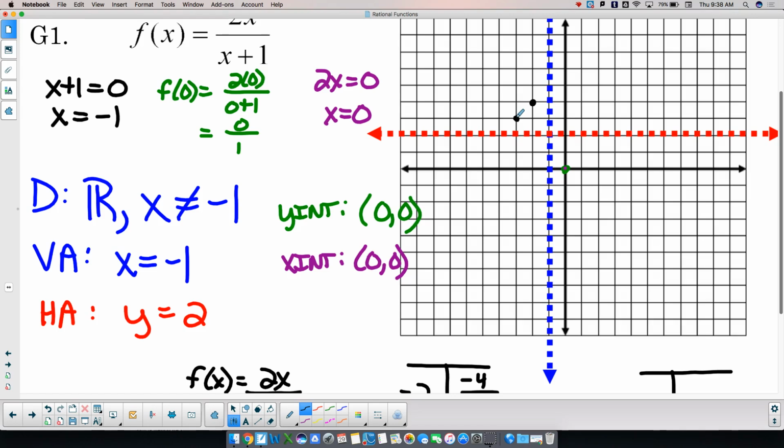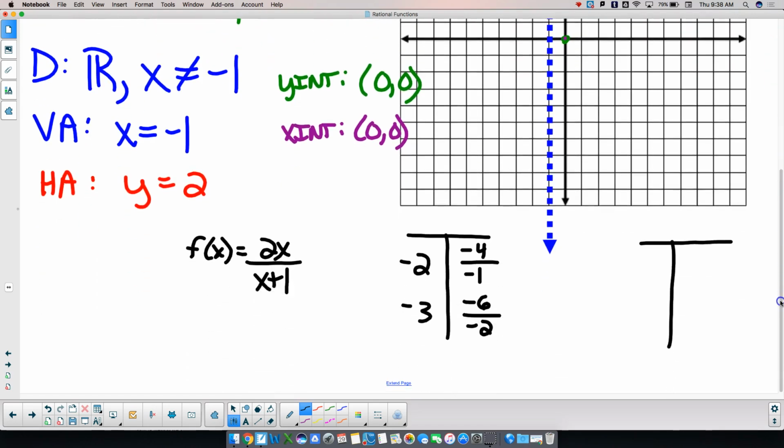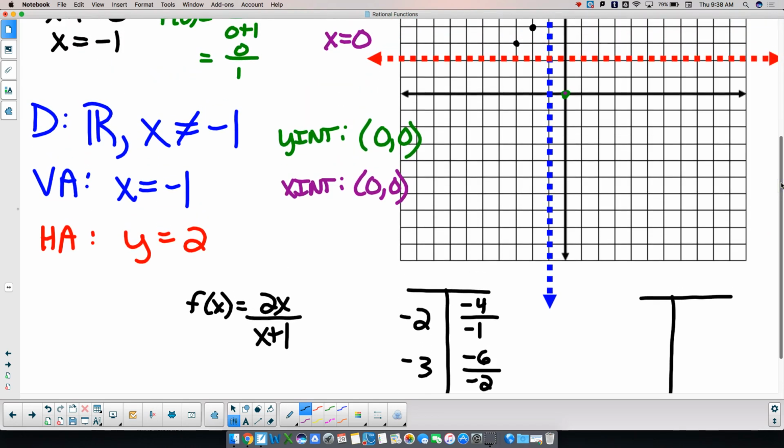Okay. Then I like to go farther away. So let's go -10. That gives me -20 over -9. -20 divided by -9 is +2 and a little bit more. Okay? So I'm just above 2 out there.